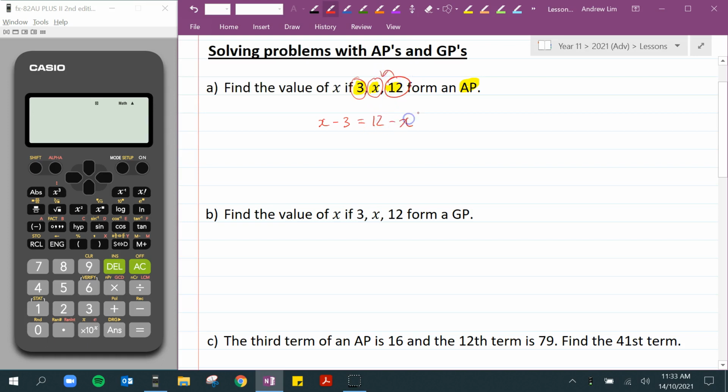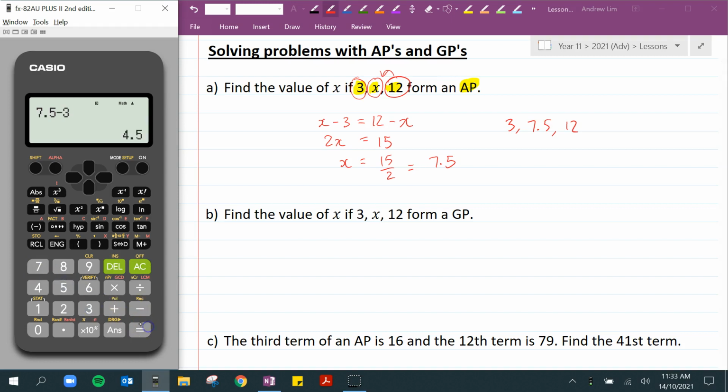12 minus x. Here I'm just going to solve this equation. I'm going to add x to both sides to give me 2x. I'm going to add 3 to both sides to get 15. That means x is equal to 15 over 2, or 7.5. And so we can see here we've got 3, 7.5, 12. They should have a common difference. So we would do 7.5 minus 3, that's 4.5, and 12 minus 7.5 has a common difference of 4.5.